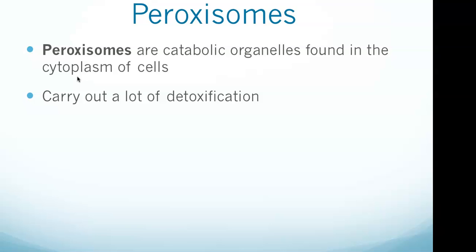Peroxisomes are catabolic organelles found in the cytoplasm of cells. The reason they're abundant in liver and kidney cells is because these cells have to carry out a lot of detoxification. They do it using an enzyme called catalase, which is present in peroxisomes.